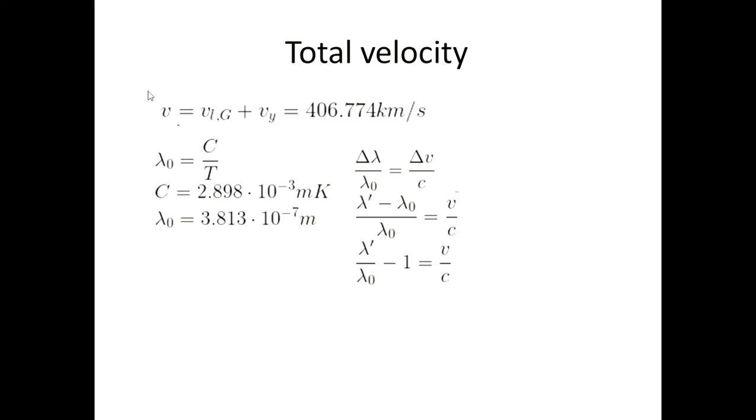Alright, we do some more of this math. We take out the lambda 0 from both sides, switch it from the left to the right-hand side, and multiply everything by lambda 0, which we've already found, such that lambda prime, or the light that we receive on Earth because it has been redshifted, is equal to lambda 0 multiplied by V over C plus 1. When we plug the numbers in, we get 3.818 times 10 to the negative 7 meters.